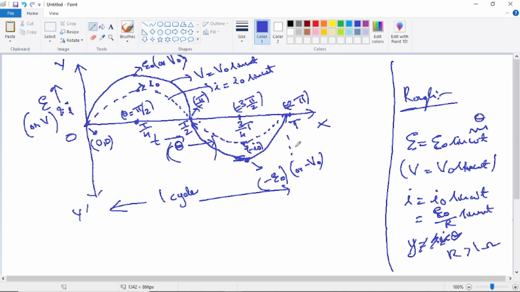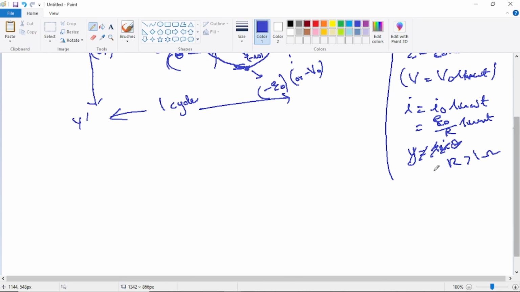Now the most important result is that when EMF becomes maximum at some particular time, current also is maximum. When EMF becomes minimum, current also is minimum. So they are said to have the same phase. The phase difference is said to be 0. Whenever two quantities are sinusoidal functions with the same phase, the phase difference is 0.